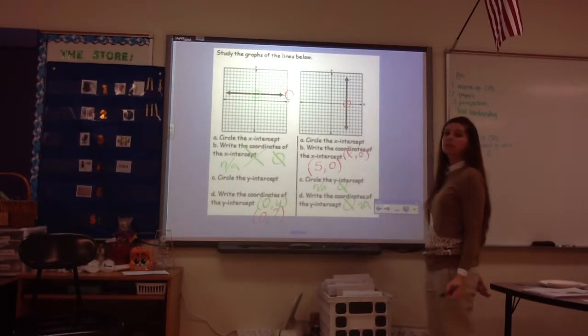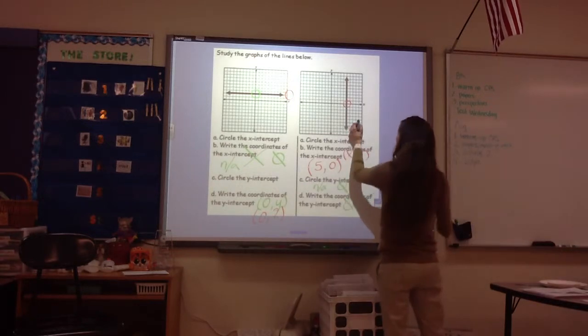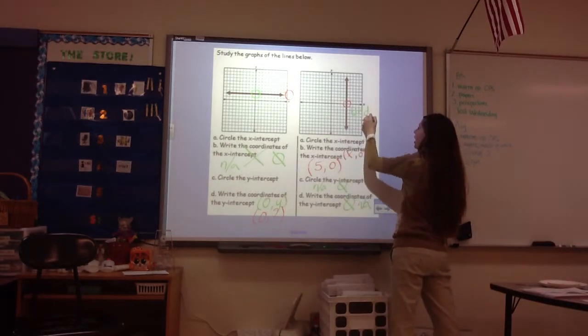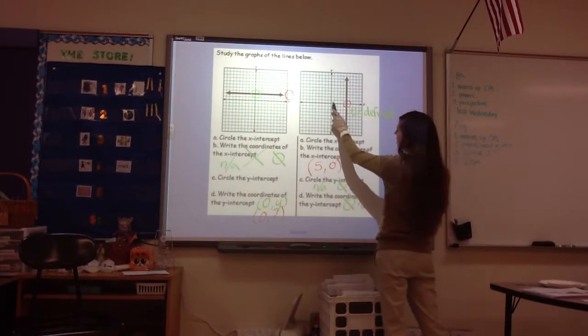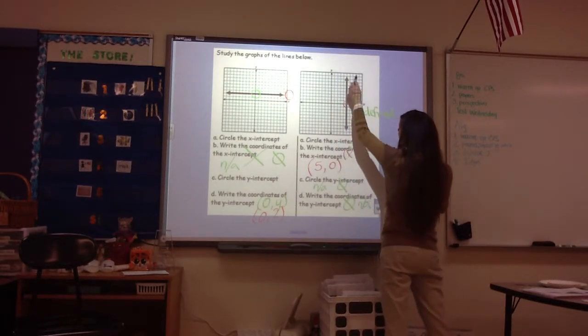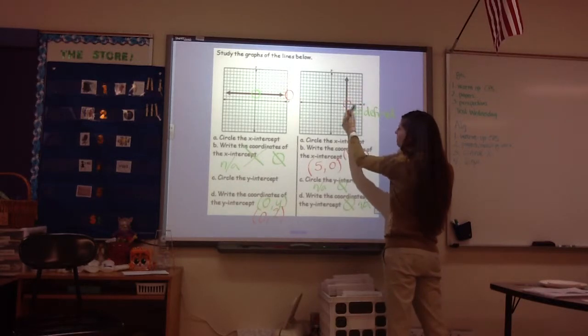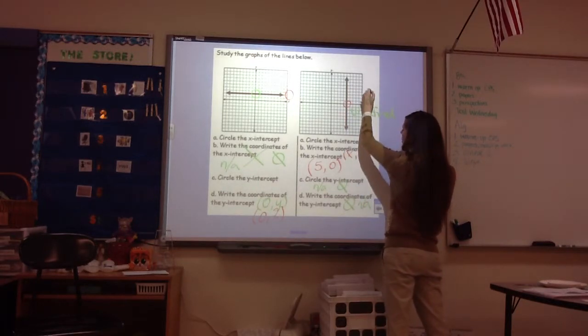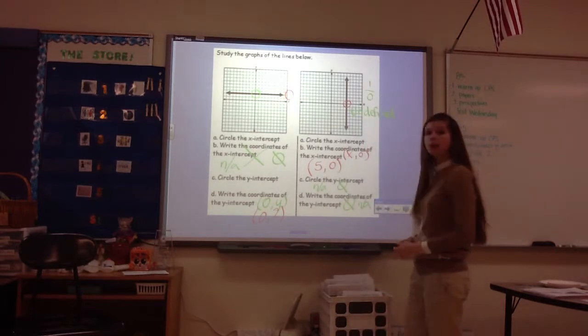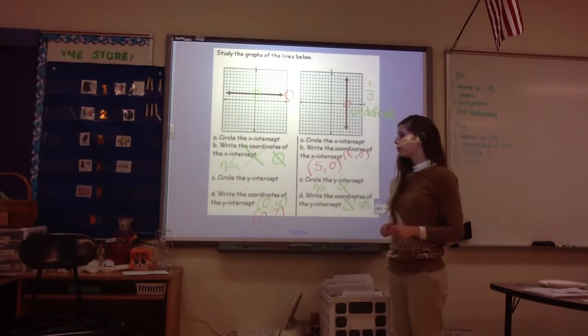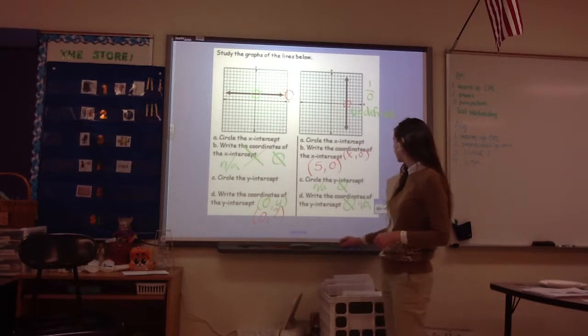The slope of this line would be undefined, because I'm going up, my y's are going up 1, but I'm not going over for my x, so I would be dividing by 0. And we can't divide by 0. So we've talked about how that is undefined.